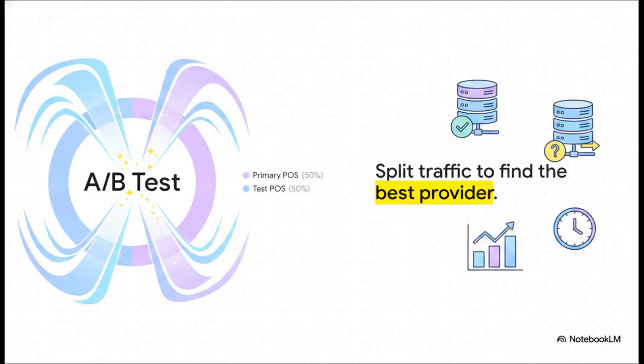Another really powerful feature here is the native A/B testing capability. You can actually split your payment traffic right down the middle, 50-50, between two different virtual POS providers. Why does this matter? Well, it allows you to analyze real-world data on the fly to see exactly which gateway is giving you the highest approval rates and the best stability. It takes the guesswork out of the equation and makes your financial optimization entirely data-driven.